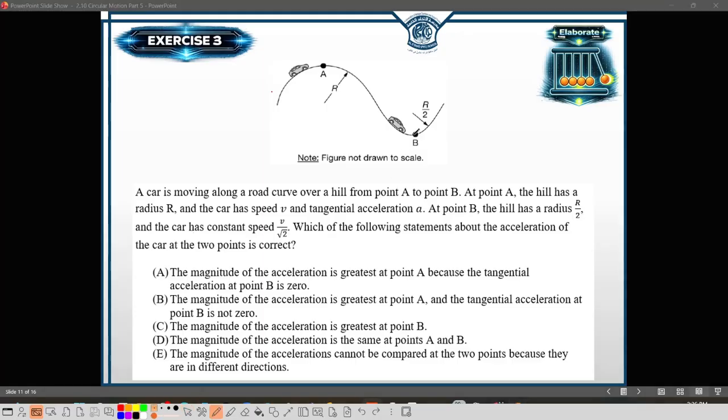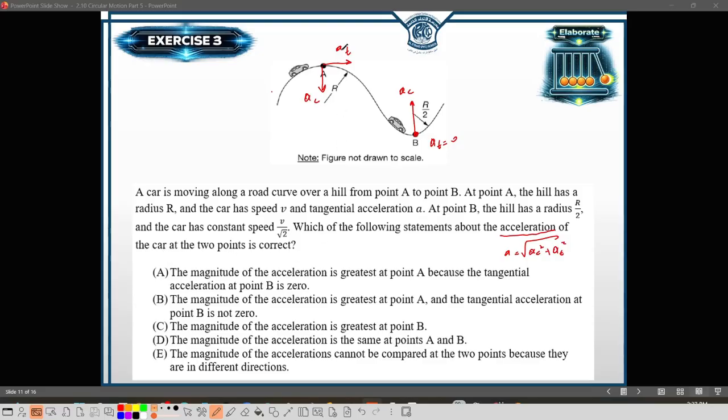So here we have only constant speed, which means there is no speeding up or slowing down, which means we don't have tangential acceleration. We have only centripetal acceleration. Here, both centripetal and tangential are involved. Which of the following statements about the acceleration is correct? By acceleration, I mean the square root of a_c squared plus a_t squared of the car at the 2 points.